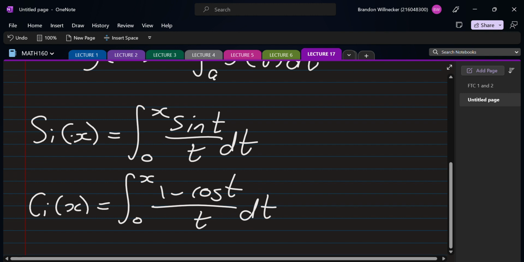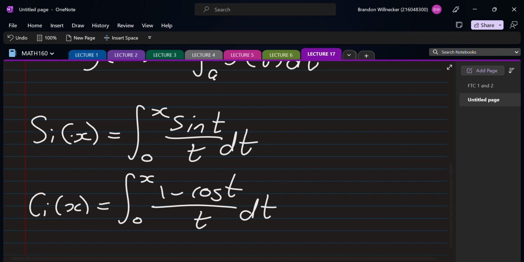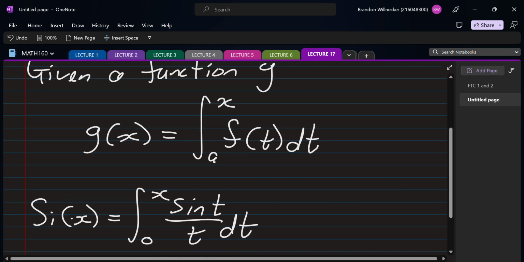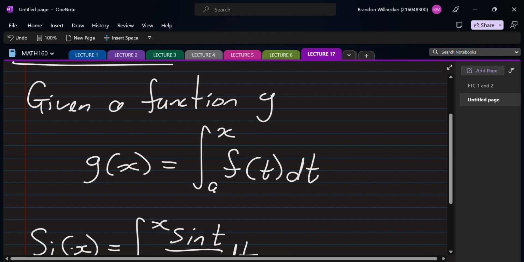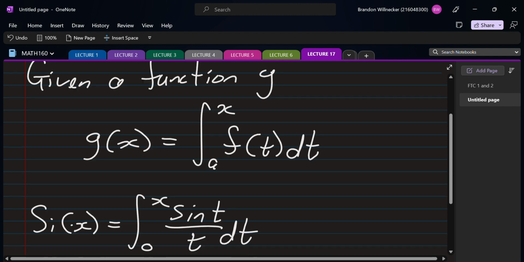Okay, so sometimes when you're writing out functions, you may not be able to write them so neatly. Sometimes this is the only way that you can write them, as an integral. Now, with these things, we still want to do calculus with them. For example, we want to take the derivative. But if it's written in terms of an integral, how do we take the derivative? To do that, we use this FTC part 2.